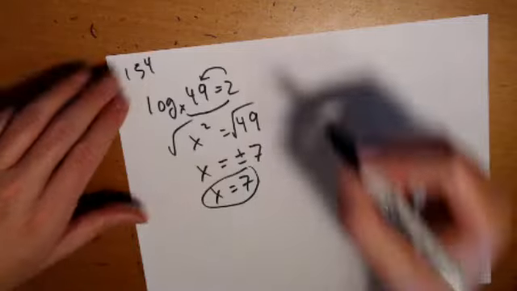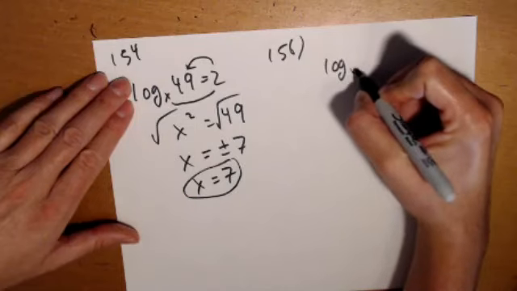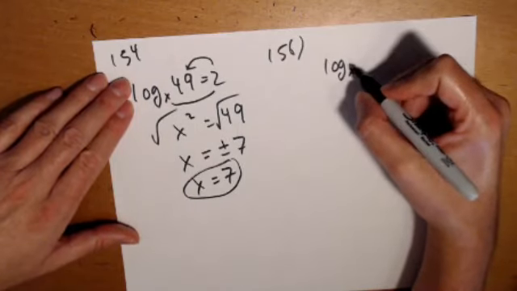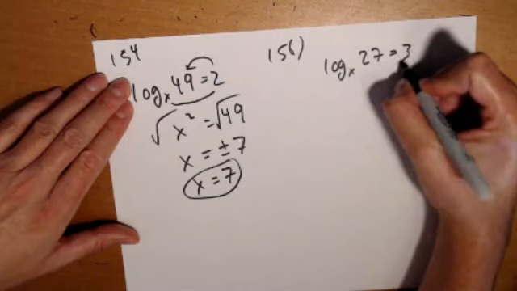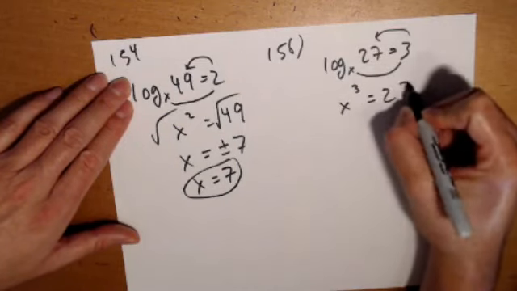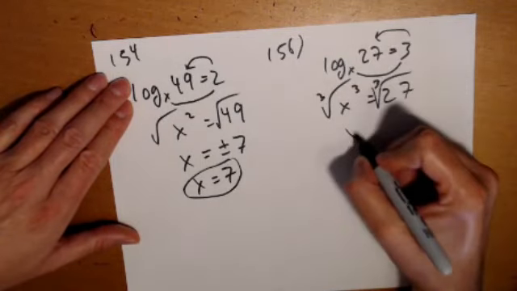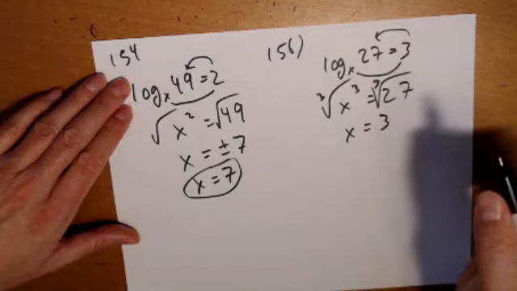Okay, fine, I'll do 156. 156: log base x of 27 is 3. X to the third is 27. So you could just cube root both sides. So x is 3. Ta-da!